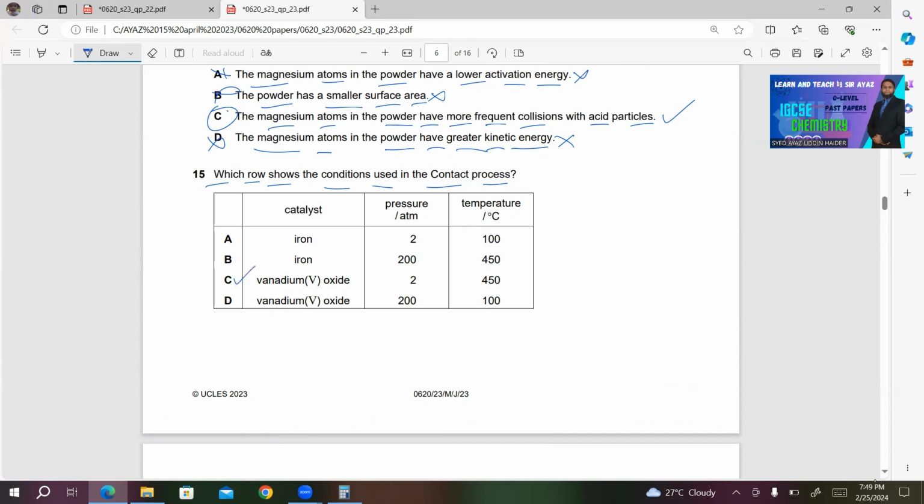So either C is correct or D is correct. Both A and B are incorrect. For the pressure, you know the pressure is 2 atm and the temperature is 450. So C will be the right answer for this question.